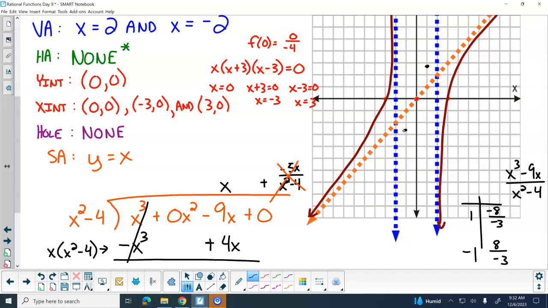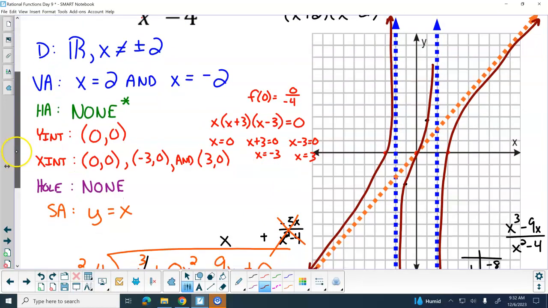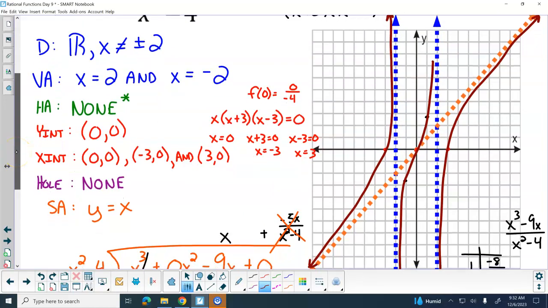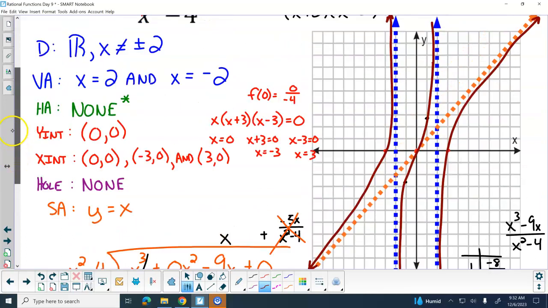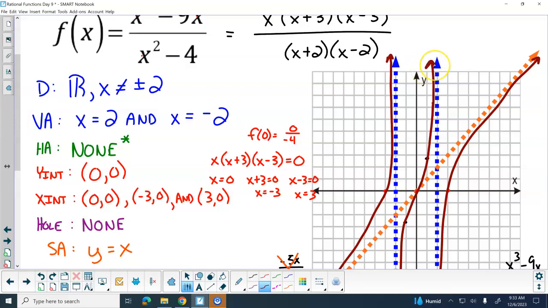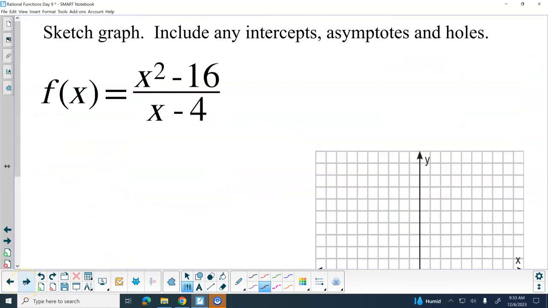So the middle section goes through like that. Questions, comments, concerns, clarification? Let's try one more. You try this one.